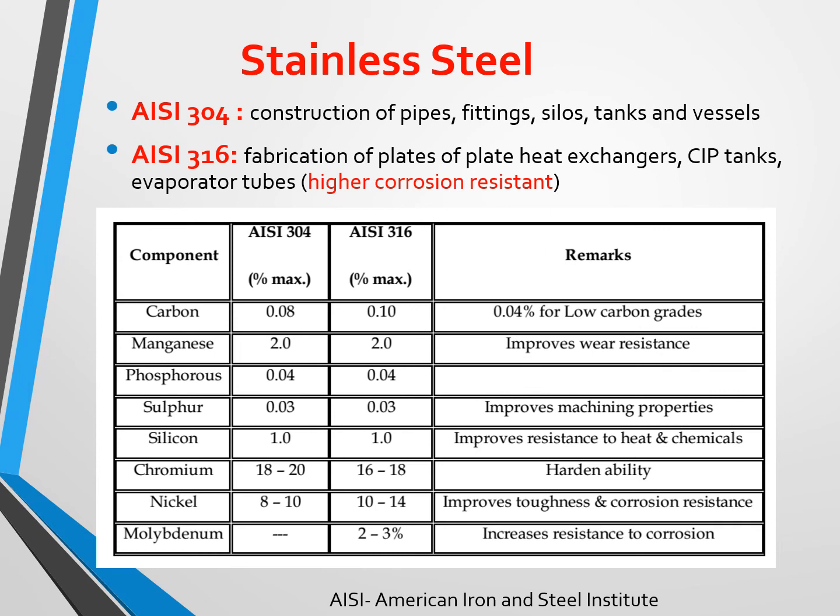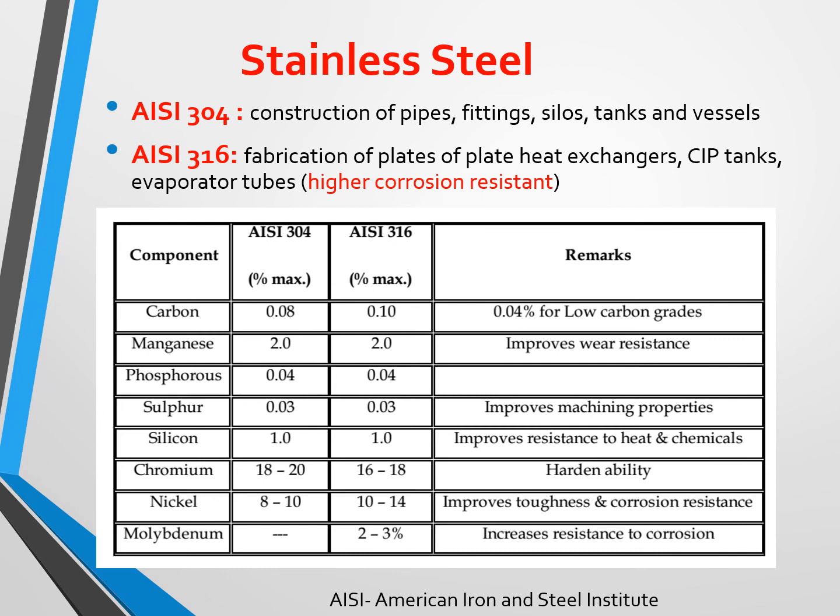Then CIP tanks, because CIP solutions are acidic or very basic in nature, so the material should withstand the corrosion. For that purpose, we use AISI 316 as the material of construction. CIP tanks, evaporator tubes, like that. So when high corrosion resistance is needed, we use AISI 316. In the table you can see the components and their composition percentage.